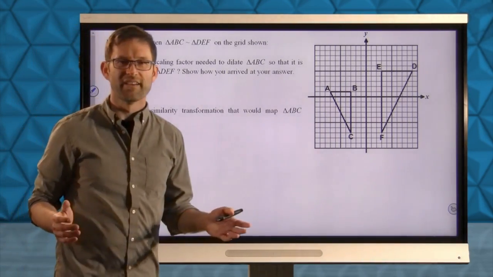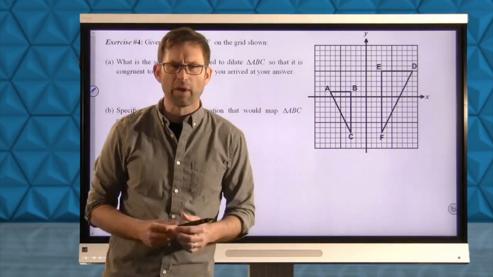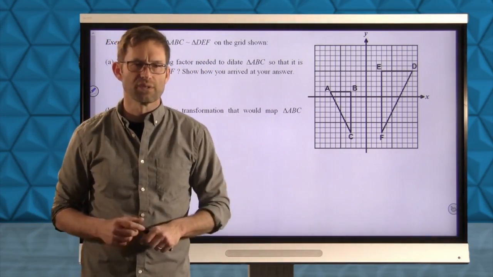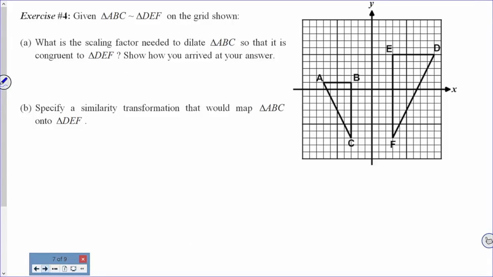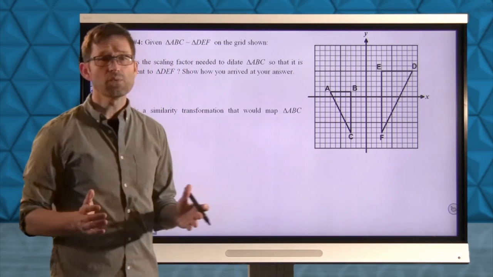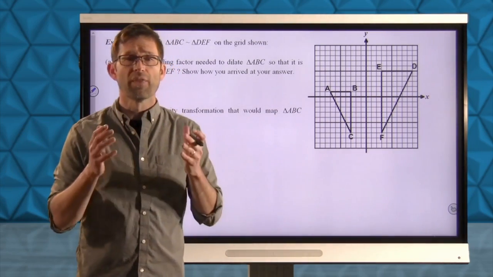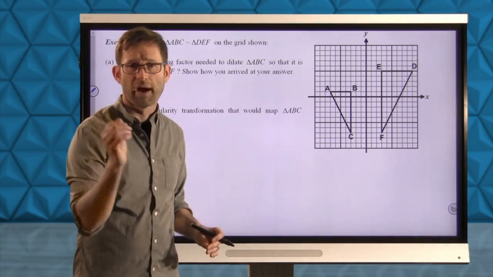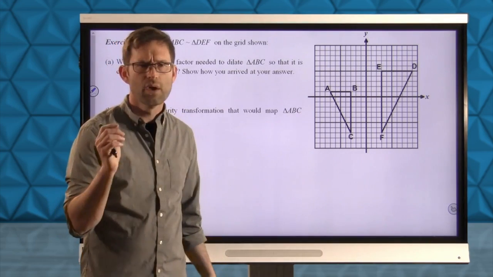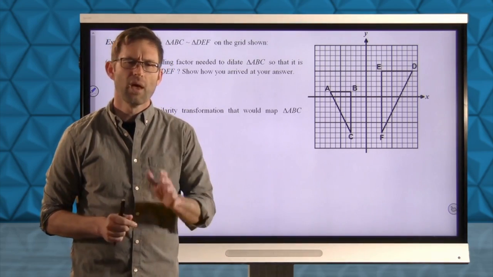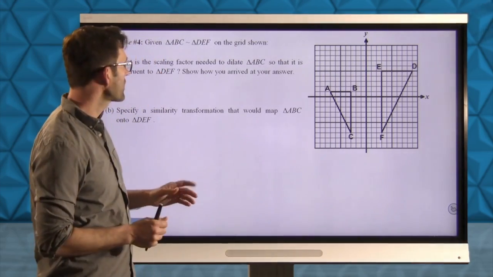The coordinate plane. Love being back in the coordinate plane. There we can count, we can measure, we can see all sorts of stuff. So let's take a look at this problem. Given triangle ABC is similar to triangle DEF on the grid shown, what is the scaling factor needed to dilate ABC so that it is congruent to DEF? Show how you arrived at your answer. In this one, we can actually come up with a hard number. It's going to be, okay, my scaling factor is 3, or it's 1/3, or something like that. See if you can figure out what the scaling factor is.